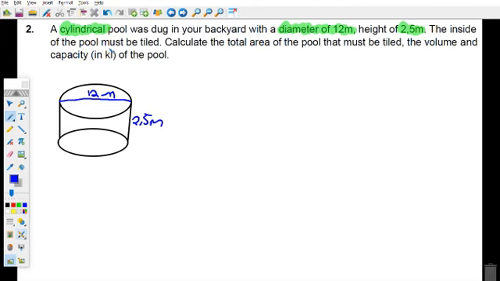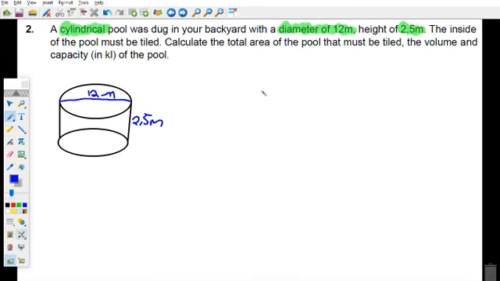The inside of the pool must be tiled. Calculate the total area of the pool that must be tiled, the volume and the capacity in kiloliters. Now, this one is going to be a bit weird. Who can tell me why we're not going to use my TSA formula? We're going to use an adjusted version of it. Why do you think we're not going to use it? Exactly. Because there isn't a surface. You need to get into your pool. You can't have it completely tiled. So it's only going to be the tiles at the bottom, one of the circles, and then the tiles on the side.